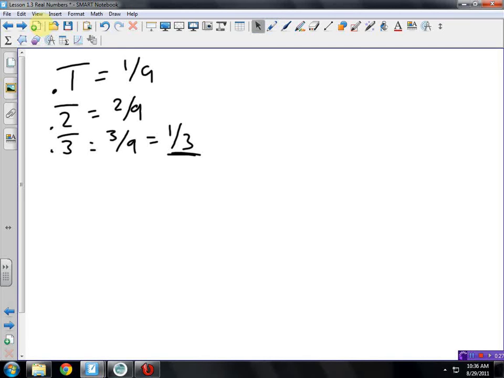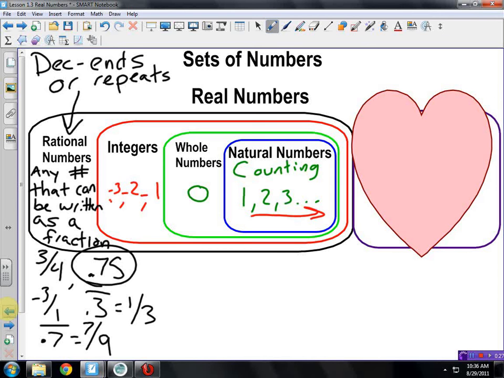So we go down through all of them. 0.9 repeating is equal to 9/9, which simplified is 1. So 0.9 repeating is actually 1. Good. All right, now I'm going to go back. So rational numbers are any number that can be written as a fraction. Their decimal has to end or repeat.